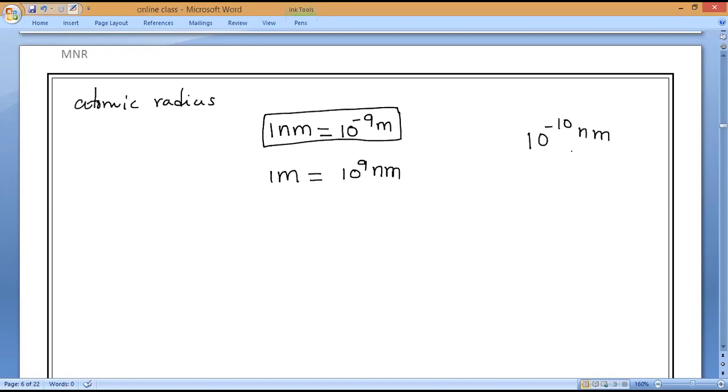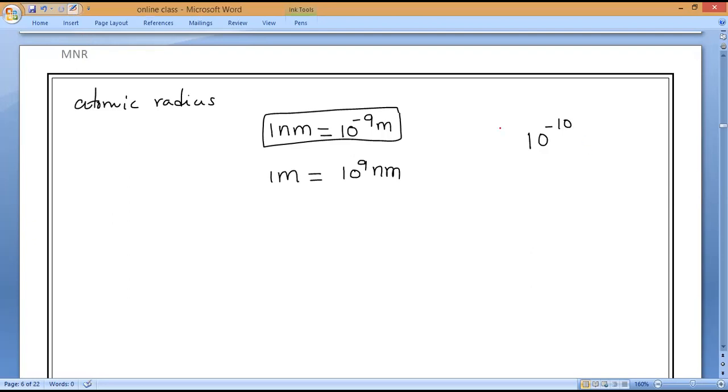Is it yes or no, guys? Is it 10 power minus 10 nanometers or meters? I forgot. 10 power minus 9 nanometers or meters? Meters, sir. Meters. That is what you have to remember.